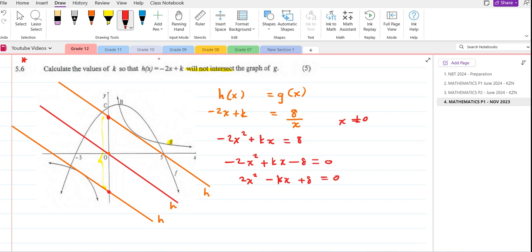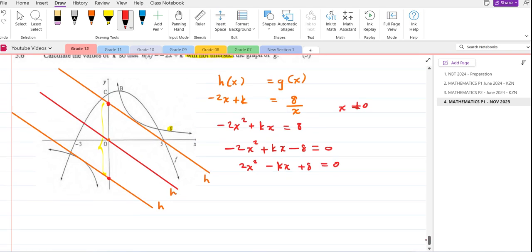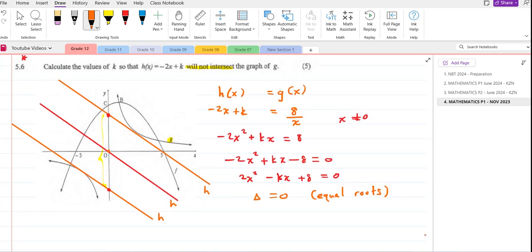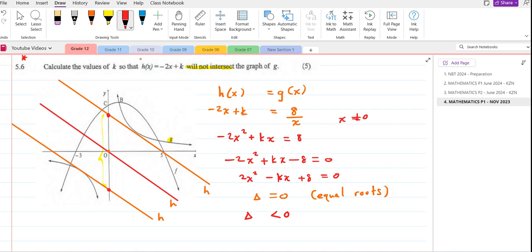So when will it not intersect? I think we can use delta here. If delta is equal to 0, then you have equal roots. That's what we're looking for: points of intersection, a solution. If delta is equal to 0 of this function, then you have equal roots, and we're not looking for that. We're looking for delta less than 0, then non-real roots. In other words, you won't have a point of intersection.